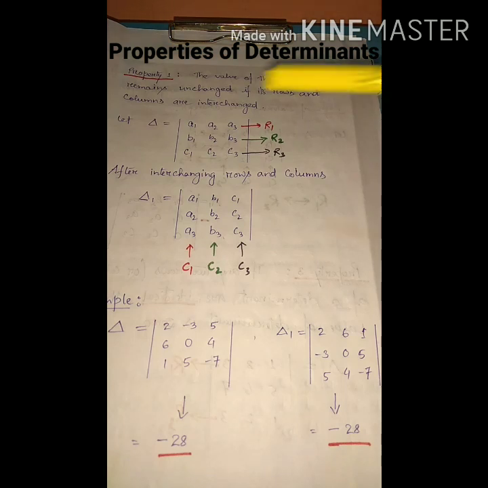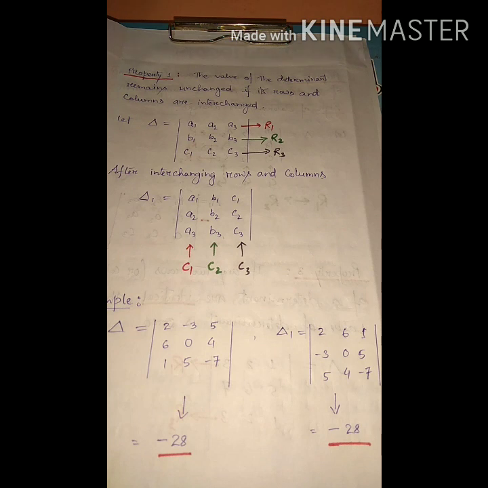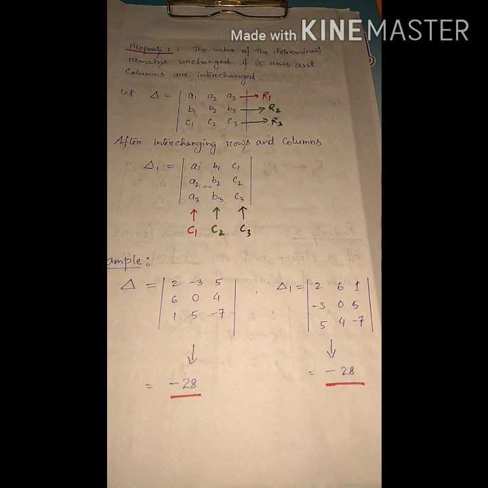Now, if you evaluate both with the property or formula we know, in both cases we get the same result. That's why the property says the value of the determinant remains unchanged if its rows and columns are interchanged. Is it clear? Simply, if we interchange rows and columns and then evaluate, in both cases the value remains the same. Okay, for this let's take an example.